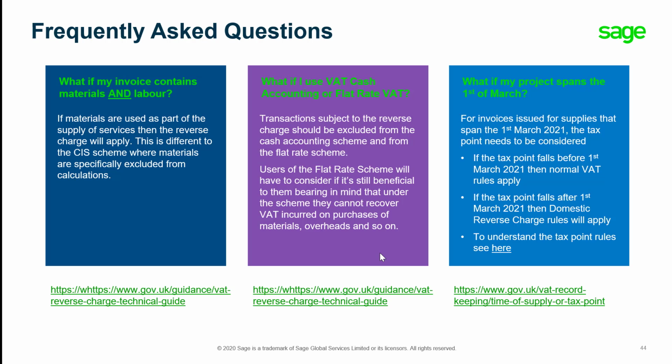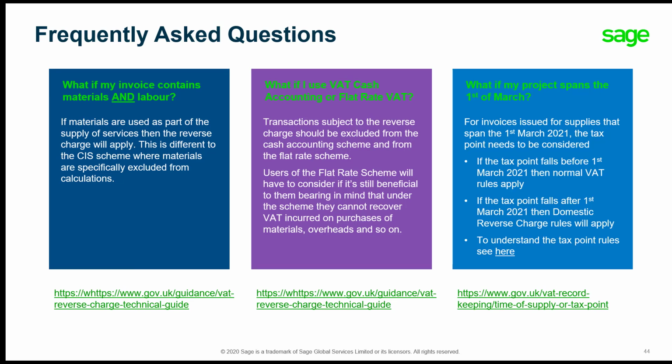Question 3. What if my project spans the 1st of March? And for this, you'll need to consider the tax point. So if your tax point falls prior to the 1st of March, then normal VAT will apply. If the tax point falls after the 1st of March 2021, then domestic reverse charge rules will apply. For further information on those last two questions, I would point you in the direction of the gov.uk site or check for further updates on our help centre.